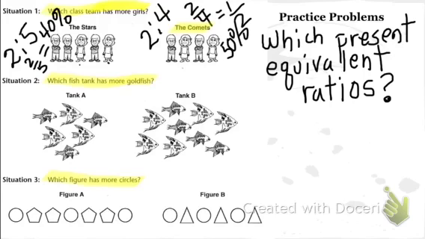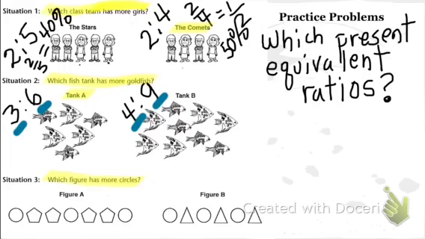Well, the fish tank, of course, follows the same pattern. Here the goldfish are these little ones. I'm not sure you could tell, but there were 3 goldfish for every 6 fish in tank A, and here we had 4 goldfish for every 9 fish. We can tell right off the bat, 3 is half of 6, but 4 is not half of 9. Therefore, tank A has more goldfish proportionally.